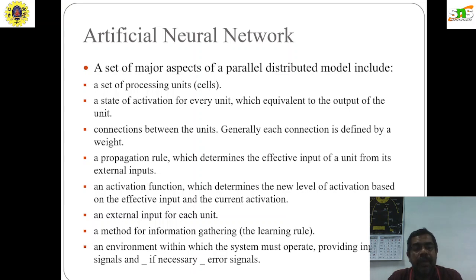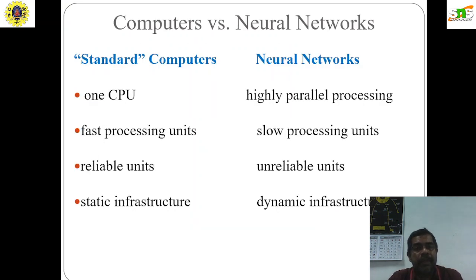The method for information gathering is called the learning rule. It describes how the system learns, and how the weights have to be adjusted according to the required output. The environment within which the system must operate provides the input signals, and if necessary, we also use error signals.